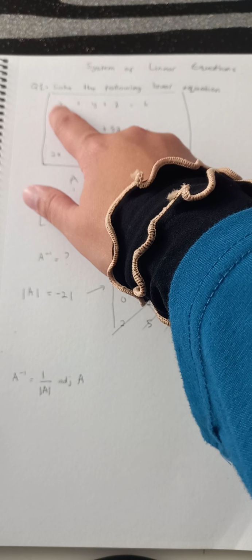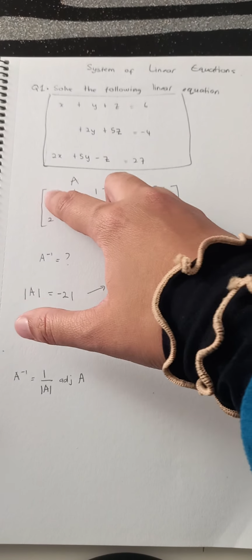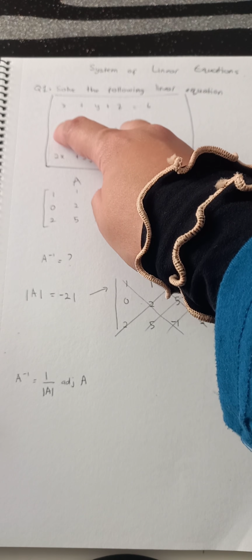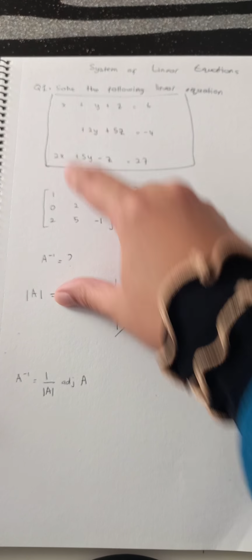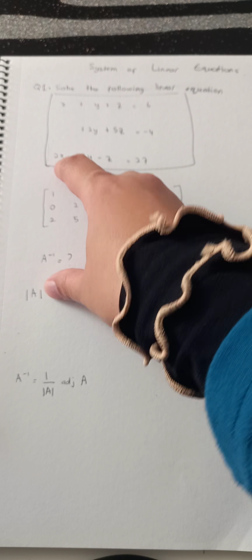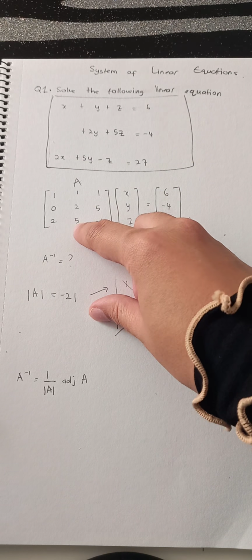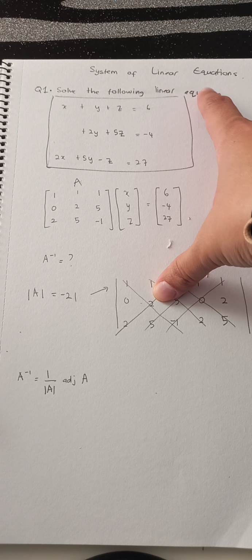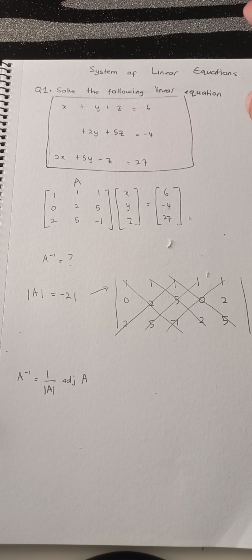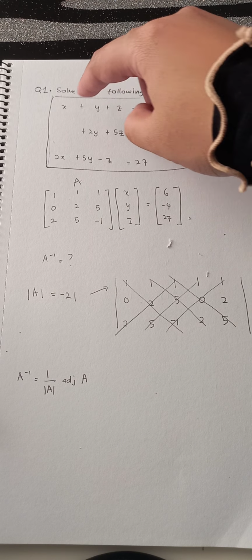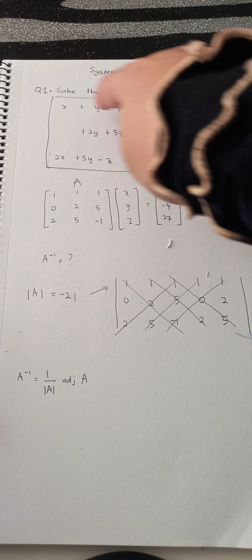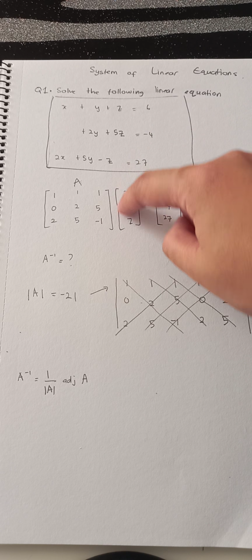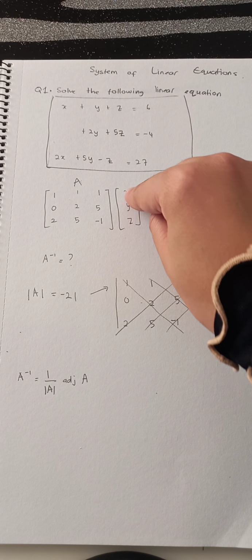Let's see here. The constant before X is 1. Before Y is 1 also. Before Z is 1. What about here? There is nothing, which means it is 0. So put 0 here, and then 2, 5. And then for the third row, 2, 5, and before Z the constant is -1. Then just put X, Y, Z in the right order. The first is X, the second is Y, the third is Z. So make sure the matrix form is also in the same order, X, Y, and Z.